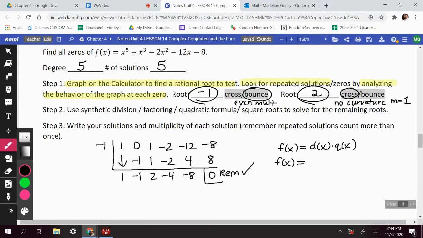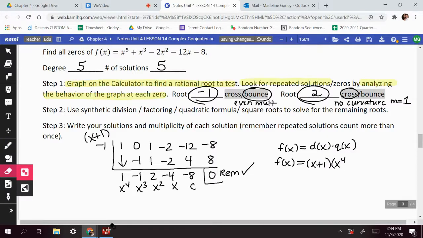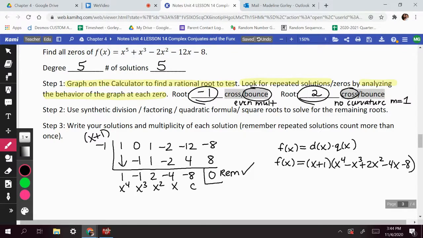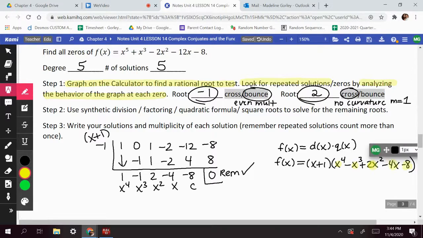In this case, my divisor, or what I was dividing by, was the factor x plus 1. And my quotient, if we have that this is the constant, that's x squared, x cubed, and x to the 4th. We'd have 1x to the 4th, minus 1x cubed plus 2x squared minus 4x, and then minus 8, which, that's a lot of terms. That is 1, 2, 3, 4, 5 terms.